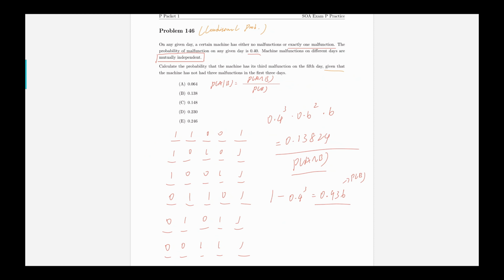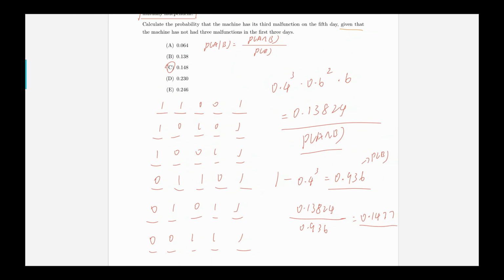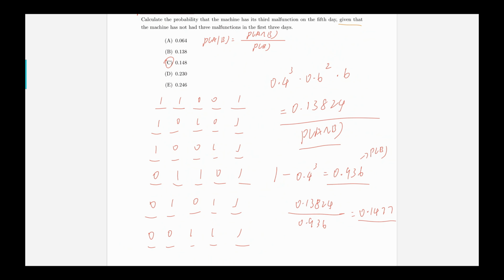Okay, and now we can just take the fraction and see what's going to be the final answer. And this is going to be 0.1477 as the answer. And the correct answer should be C. Okay, so basically this problem is testing 2 things. The first thing is the conditional probability formula. And the second thing is a little bit of combinatorics. So we're basically listing all the possibilities here.